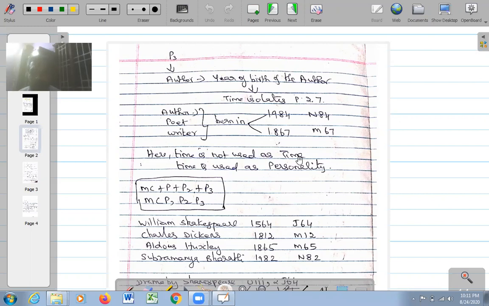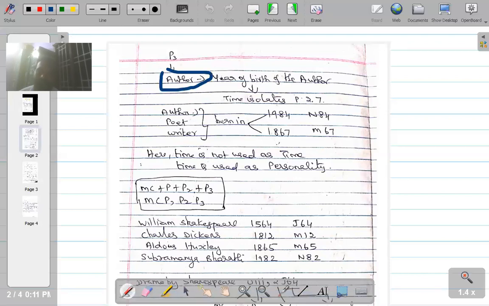Now in this particular session, let us talk about P3 and P4 with some examples. As far as P3 is concerned, P3 stands for author, an individual author, a particular author. How do we give a number for a particular author?